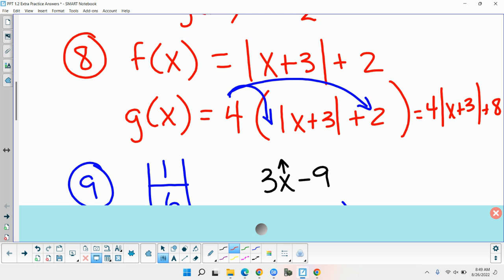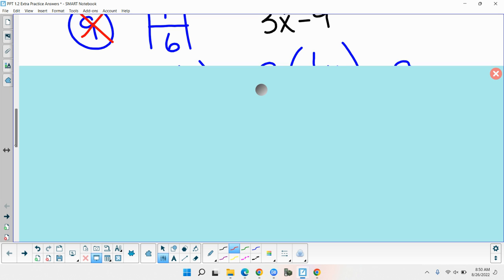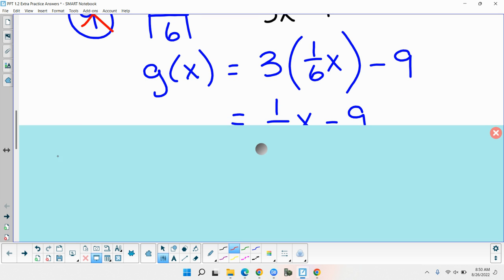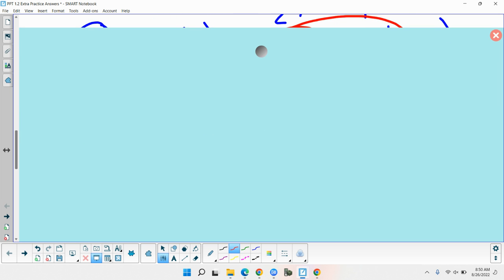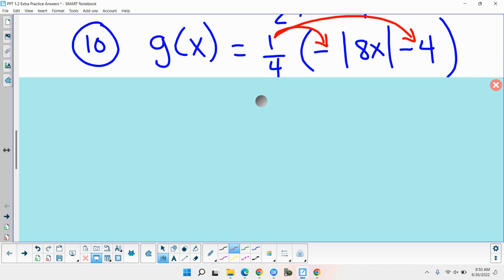Number 9, we're not doing horizontals, so we're not worried about that. It just gets kids more confused, and I think we're getting confused enough. All right, number 10 is another vertical shrink by 1/4.